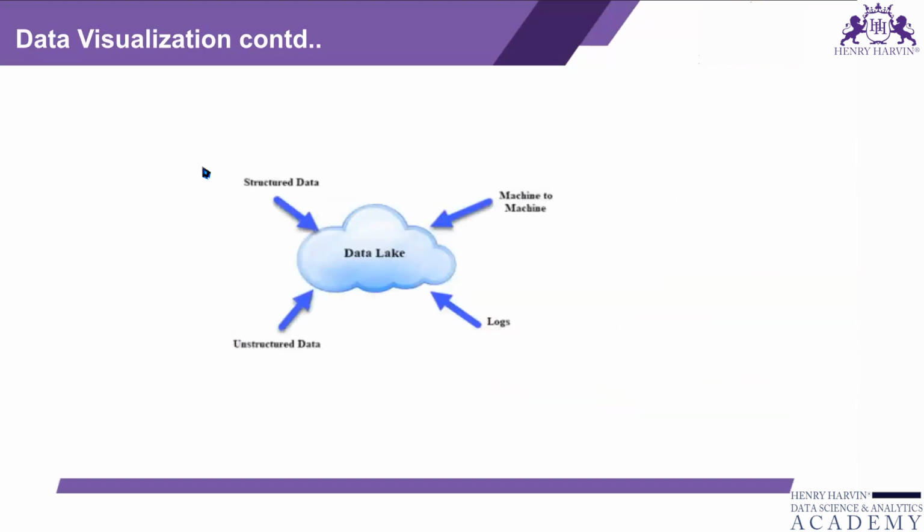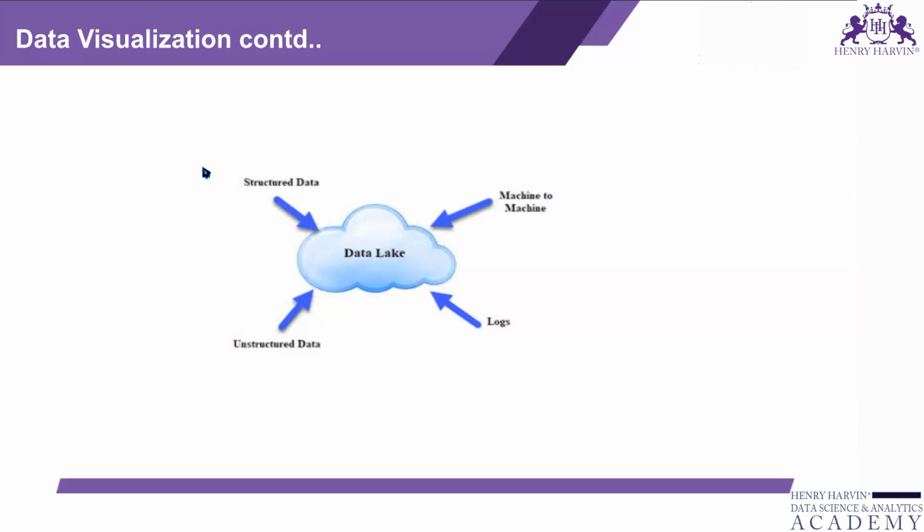Then, a data lake is basically a cloud of data or a clubbing of data. There might be structured data in your cloud. There might be unstructured data, or a JSON file or anything as such, in your data cloud.